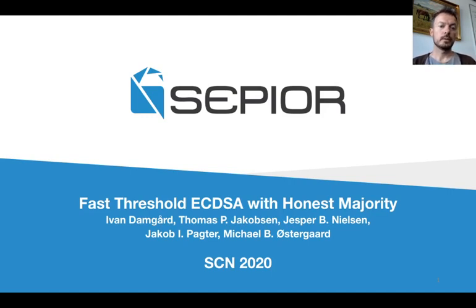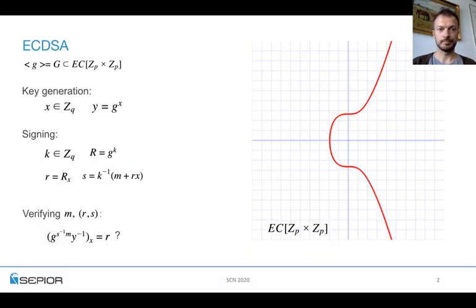Okay, so my name is Thomas and I'll present the fast threshold ECDSA with honest majority. This is joint work with Damgård, Jesper Nielsen, Jakob Pagter and Michael Østergaard.